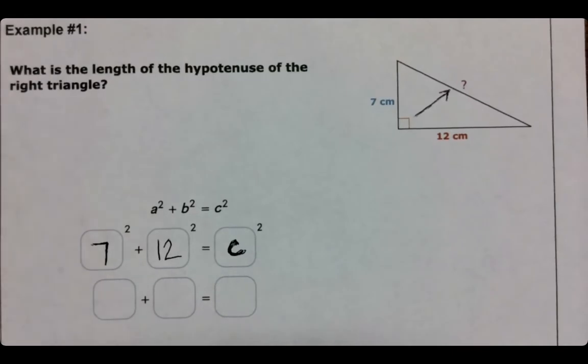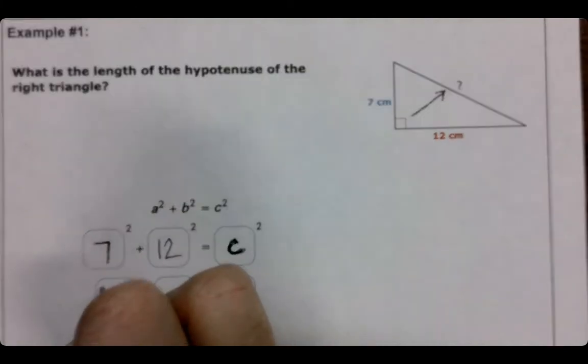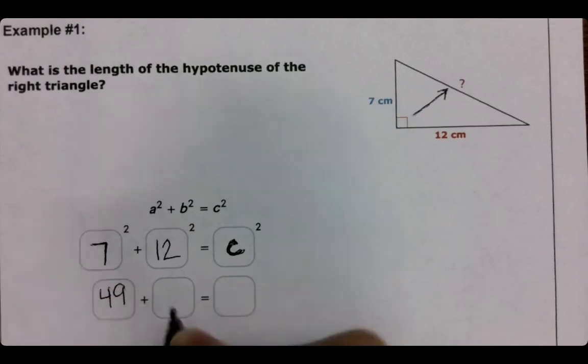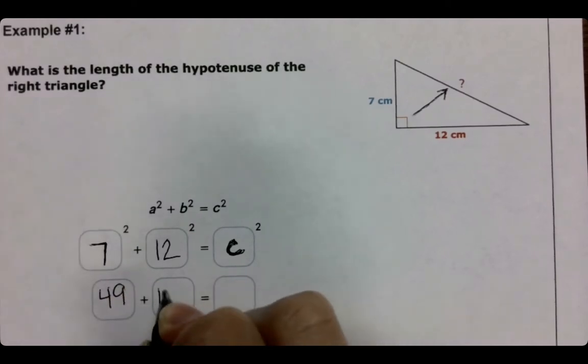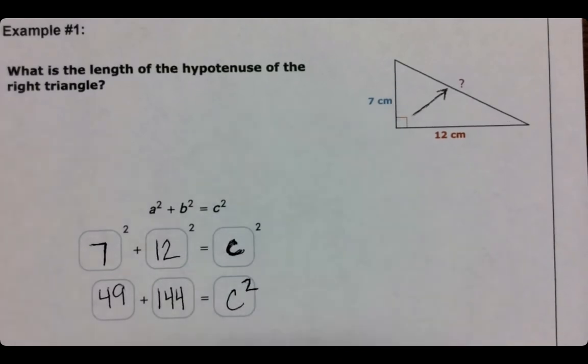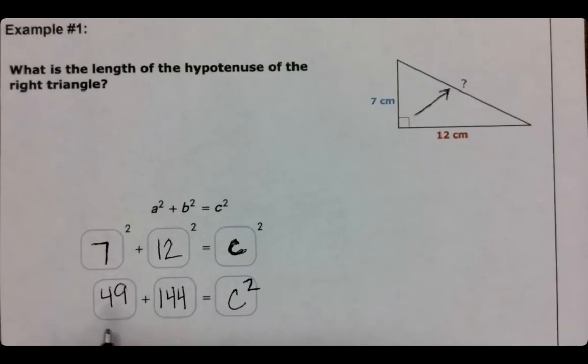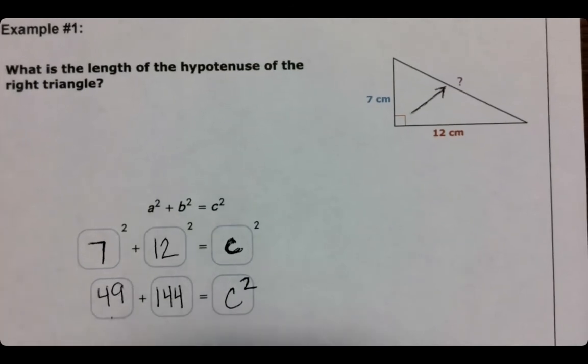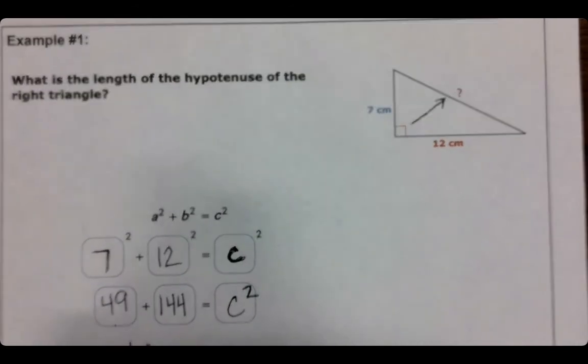Then remember how we did those perfect squares? It's almost like I was bringing it back for a purpose. So 7 squared on our perfect square chart is 49. 12 squared on our perfect square chart is 144. And then I'm going to keep C squared right here. Then I'm going to add 49 and 144, and that gets me 193.